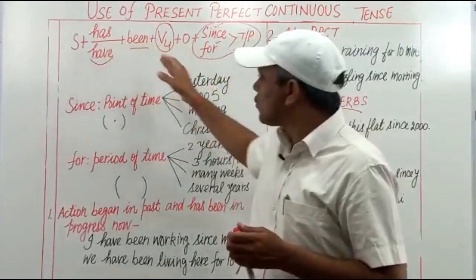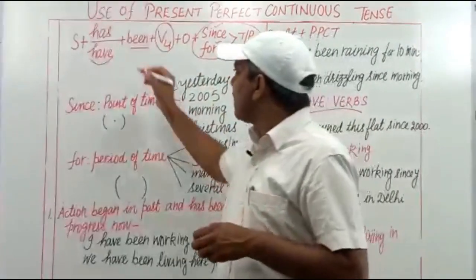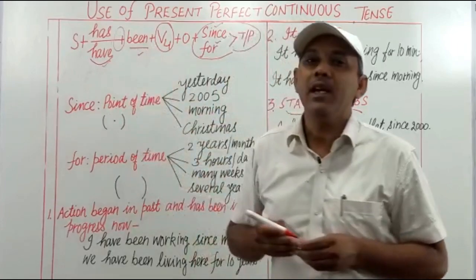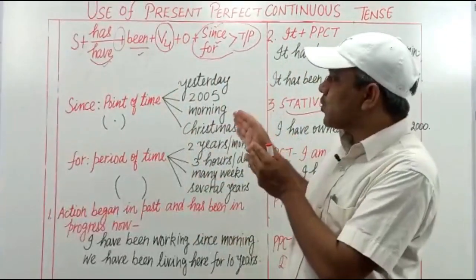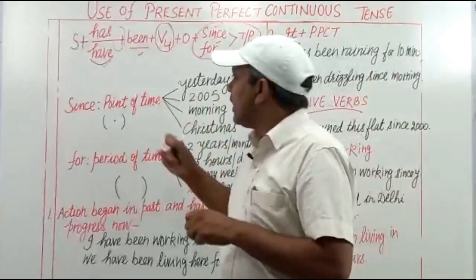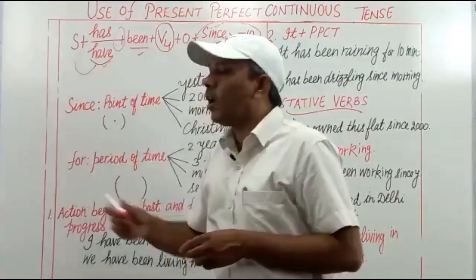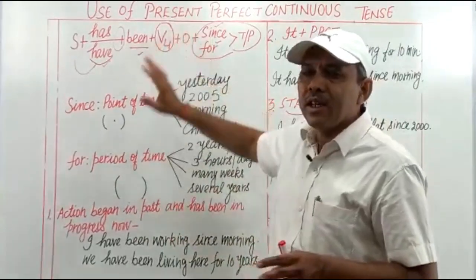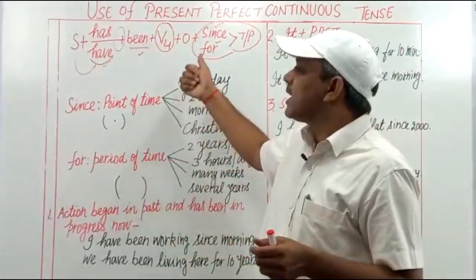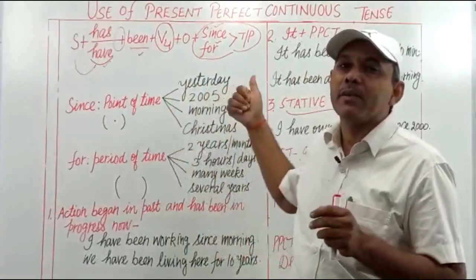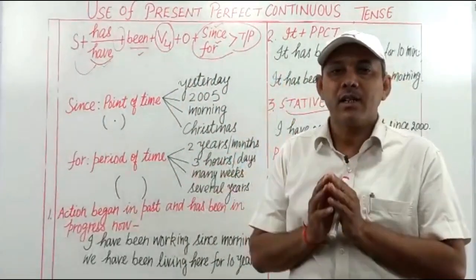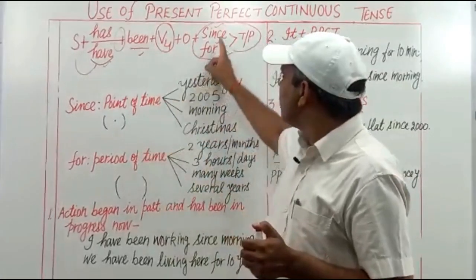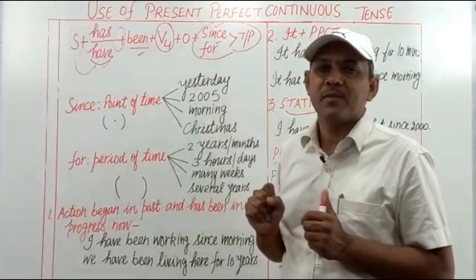If we want to change it into negative, we shall place not between has or have and been. If we want to change into interrogative, interchange the position of helping verb and subject. It's very easy. There is no problem regarding the structure of present perfect continuous tense. But here we have to pay attention towards the use of since or for.